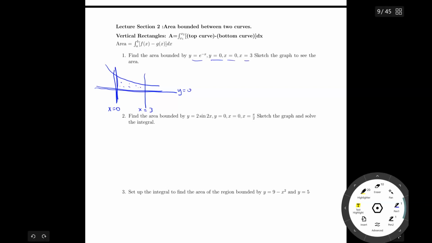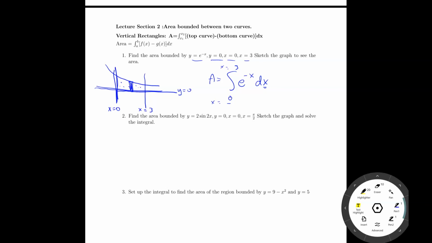Now to find that area, you build rectangles. I can see that the bottom of the rectangle is always touching the x-axis. So the area will be the height of the rectangle, which is e to the negative x, times the width of the rectangle, which is dx, and I build rectangles from 0 to 3 on the x-axis. These have to be x values, correct? X values, because I'm doing dx integration.